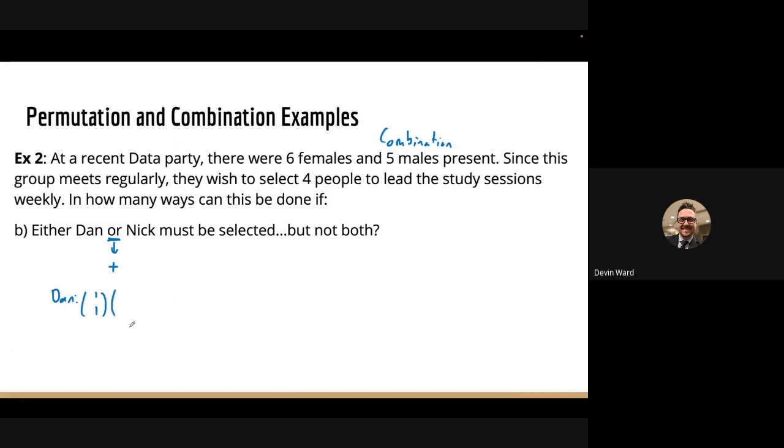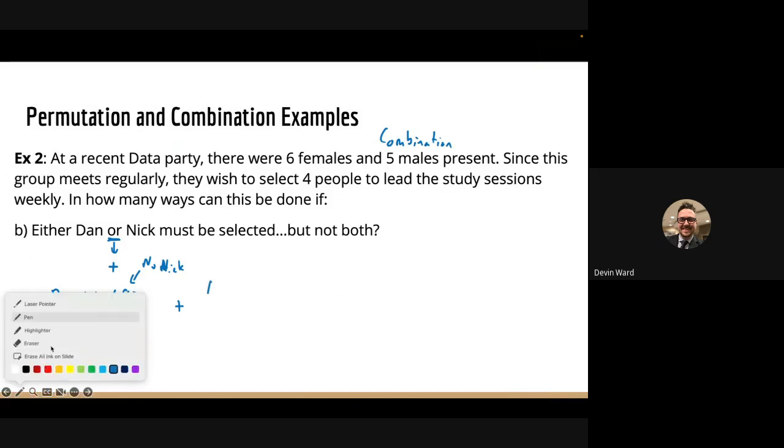Okay, and then how many people can we select from? You might say 10 initially, but actually we only have 9 options left because we can't have Nick. Okay, because if Dan is picked, we can't have Nick. So if Dan's picked, we have 1 choose 1, and 9 choose 3 because we can't have Nick. Okay, and then we add that to when we have, actually use a different color.